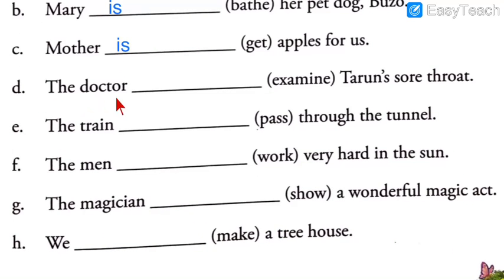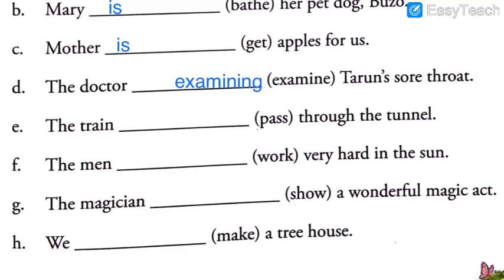Sentence D. The doctor dashed Tarun's sore throat. So what do you think, students? What will come? Examine. So examine will be examining, E-X-A-M-I-N-I-N-G. So here you have to remove this E and add ing. Let me write this word. I think it is typical for you. Examining.